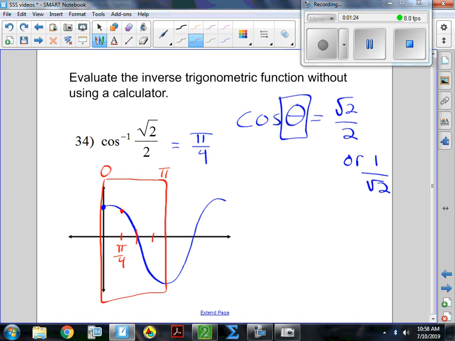If it was negative root 2 over 2, okay, inverse cosine of negative root 2 over 2, then in our restricted domain, that's going to occur at 3 pi over 4. And so the answer would be 3 pi over 4 instead of pi over 4.